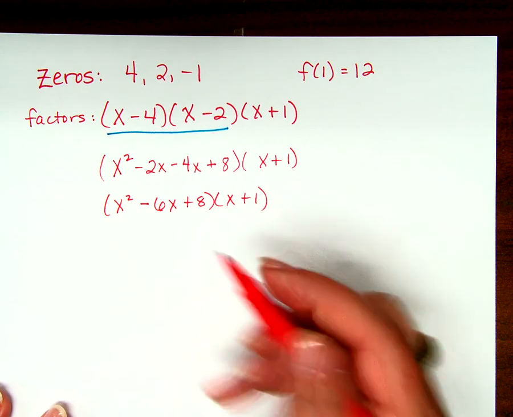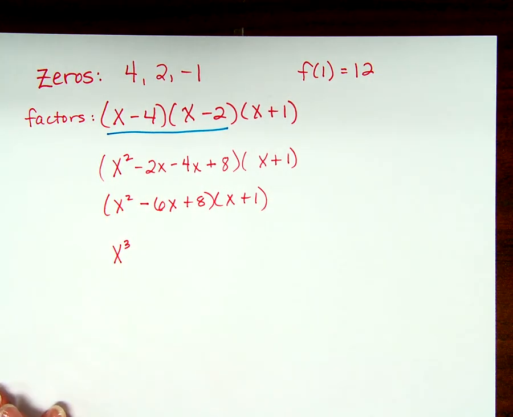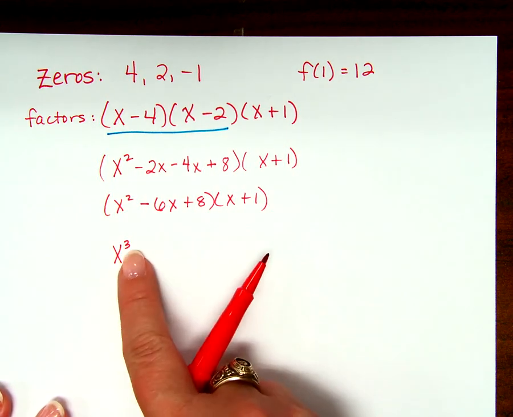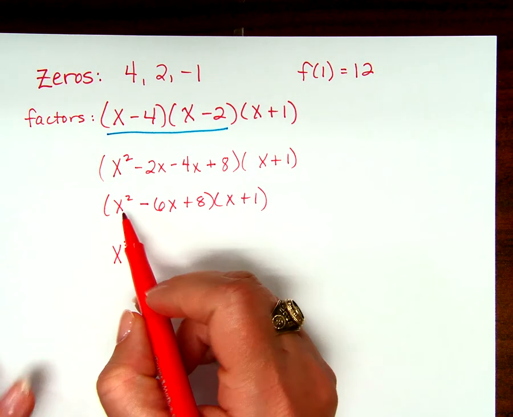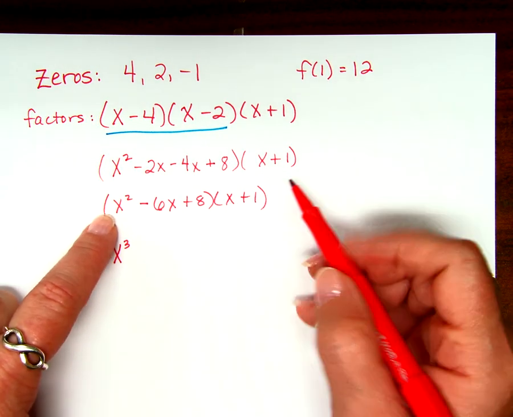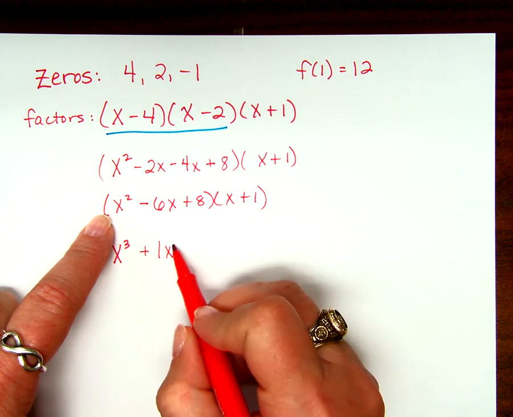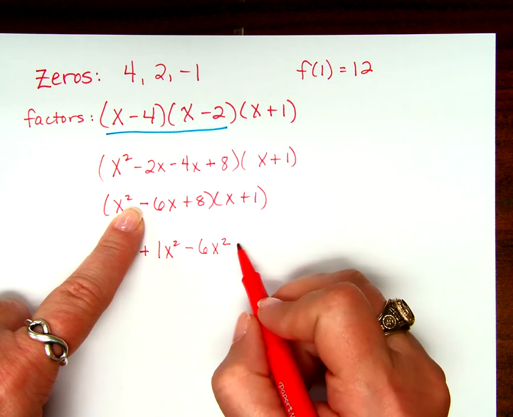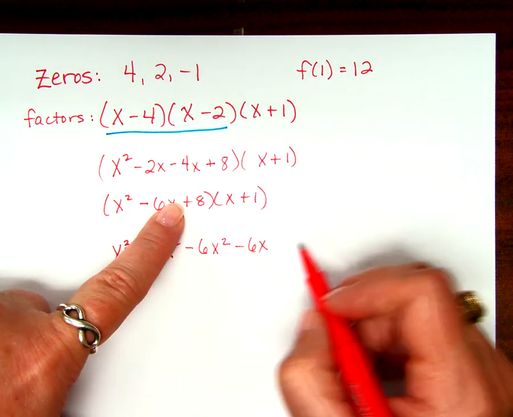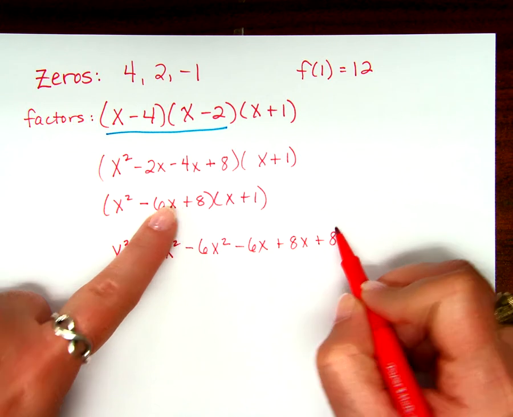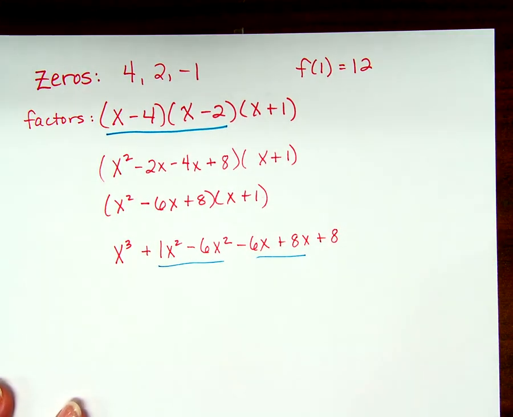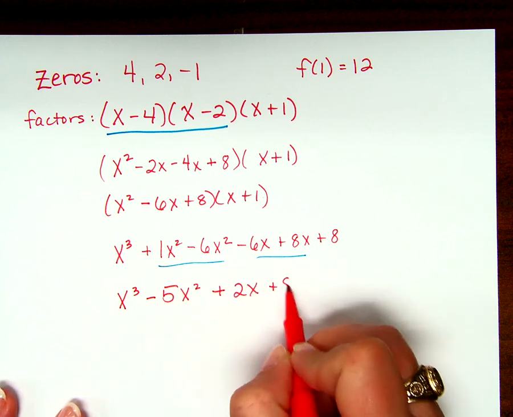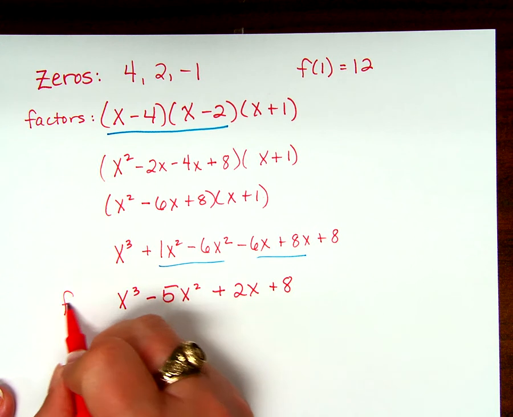Okay, now I have to do this one, right? So x squared times x is x cubed. Now, I expected that. Did you expect that? How many factors were there? 3. So did you expect our highest factor, or our degree, to be a 3? Good. So x squared times x is x to the third. x squared times 1 is 1x squared. Negative 6 times x is negative 6x squared. Negative 6x times 1 is negative 6x. 8 times x is 8x. And 8 times 1 is 8. Now I've got to combine some like terms in here, right? To get x cubed minus 5x squared plus 2x plus 8.